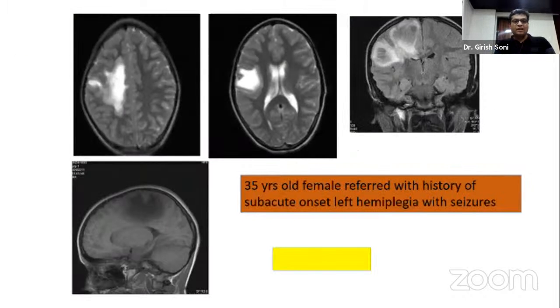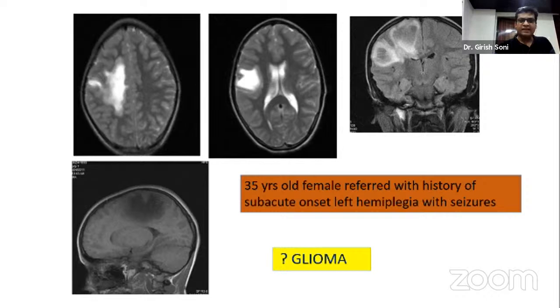So this young female presented with a 3-4 weeks history of progressive left hemiparesis. When she came, she had a complete hemiplegia along with a history of seizures, and the MRI was reported as a glioma.